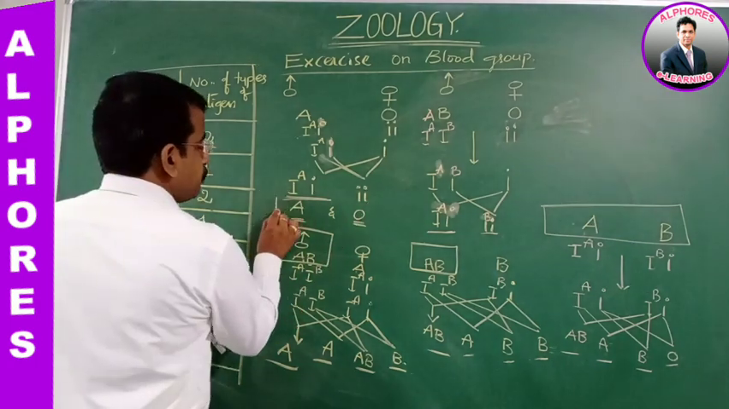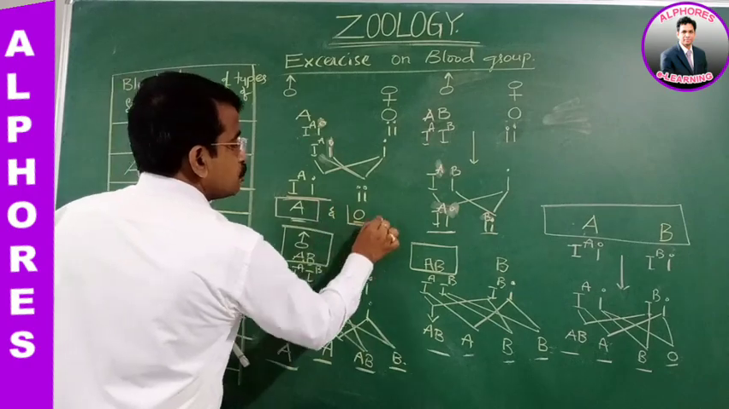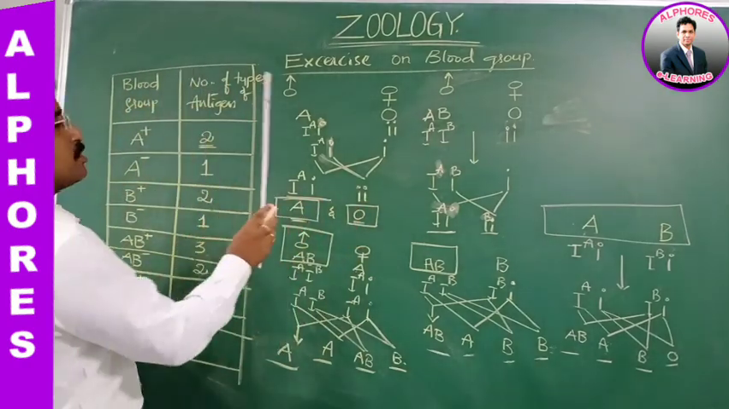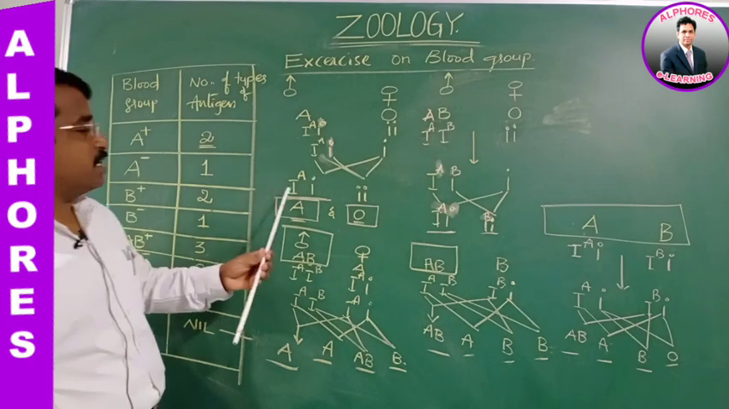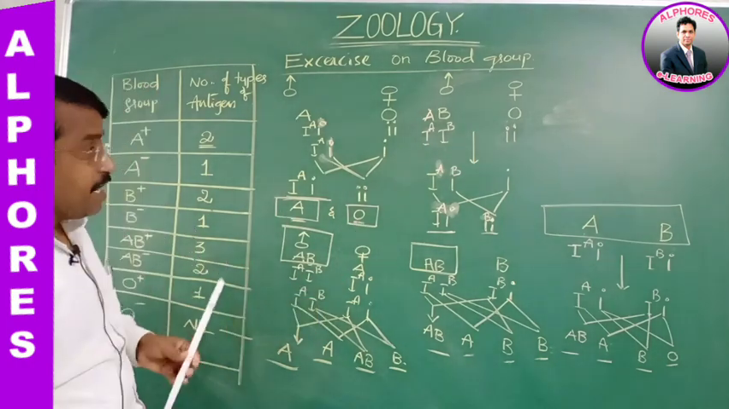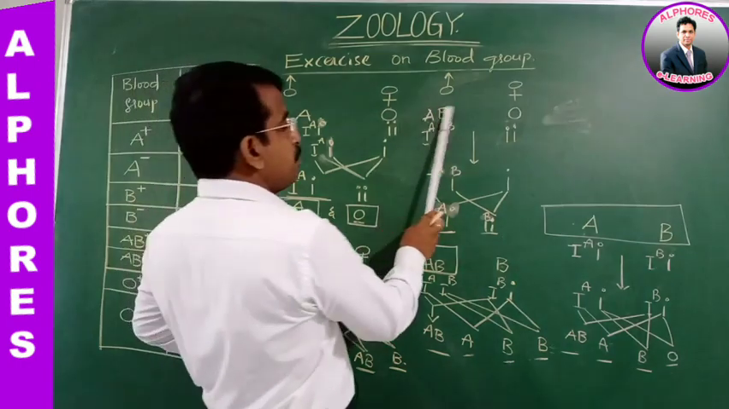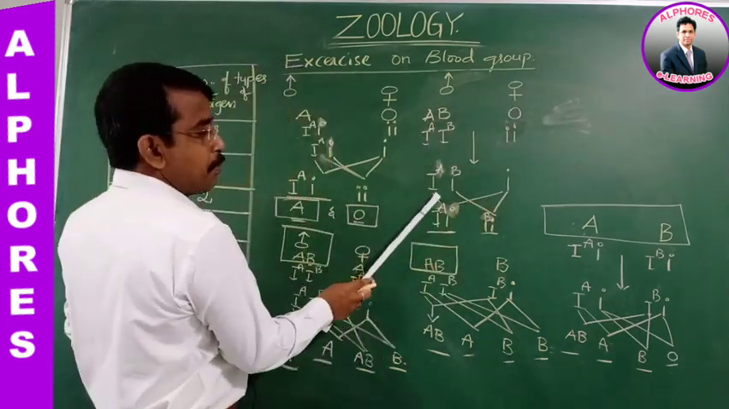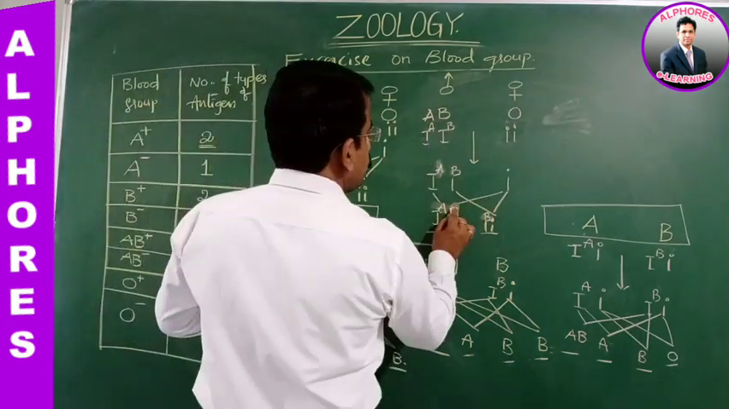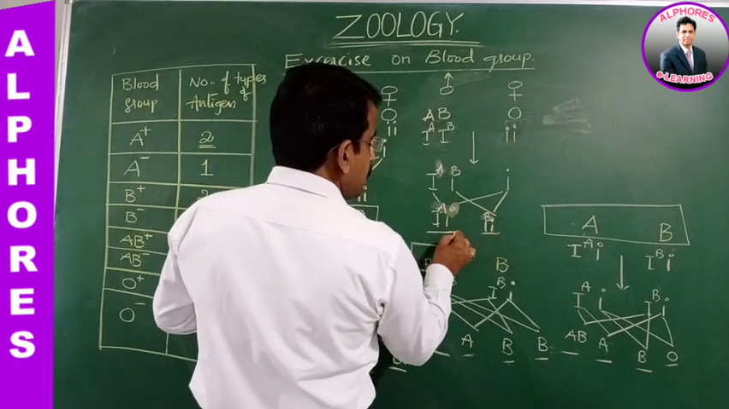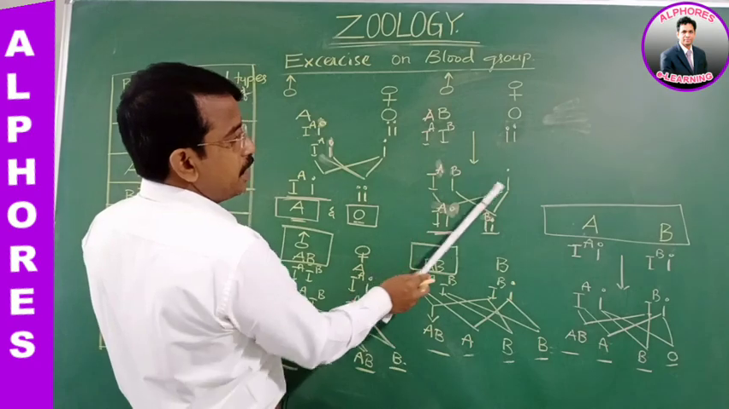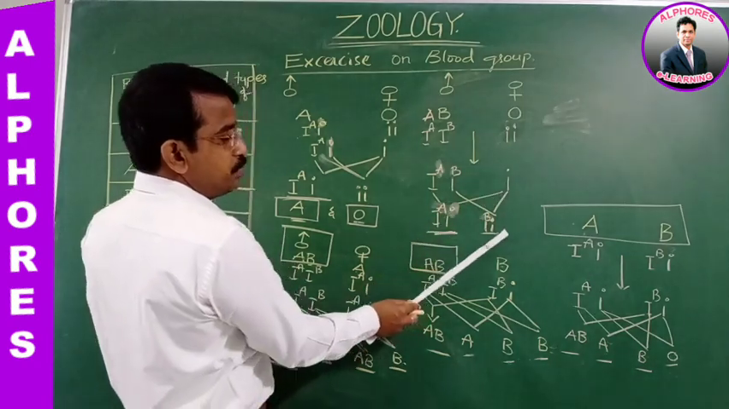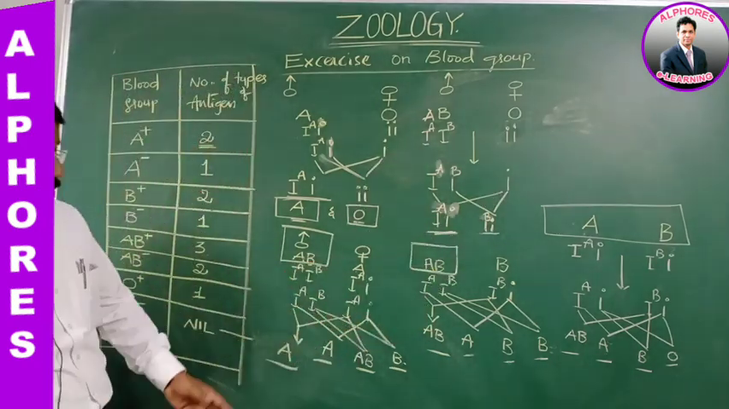None other than the phenotypes A and O. If the parents are with A and O blood group, the progeny possible is A and O. If the parents are with AB and O, the probability of the blood group is none other than B and A. Look at here, IA, IB and IO, IA, IO, IB, IO. So B and A are possible.